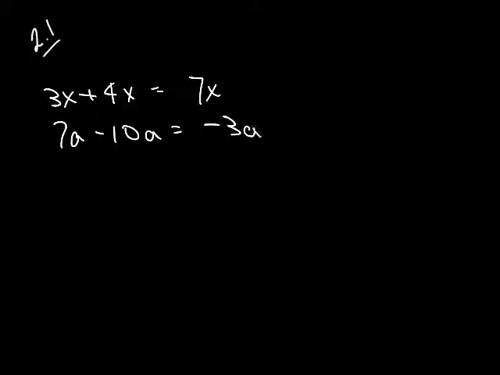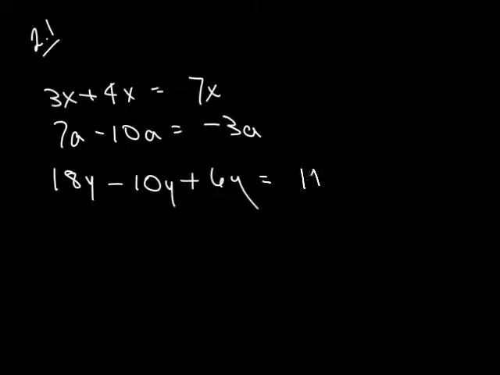Example number 1 gives us a couple options. We have 3x plus 4x, and we're just adding those together, and we get 7x. When we have 7a minus 10a, again, we're just subtracting, and we get negative 3a. And part C is 18y minus 10y plus 6y. Again, we have the same letters and the same exponent, so I can combine these. 18 minus 10 is 8. 8 plus 6 is 14, and again, I tag my y on to the end.